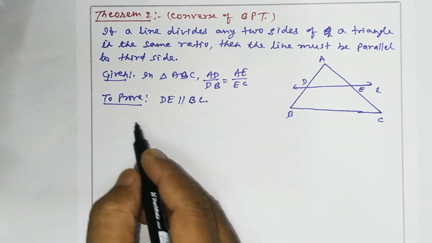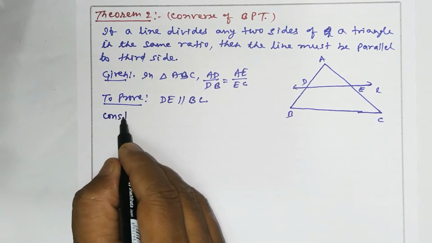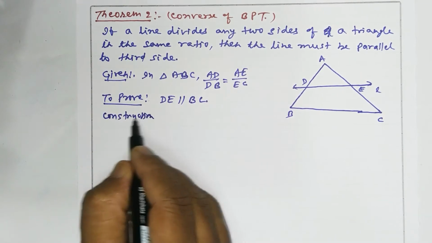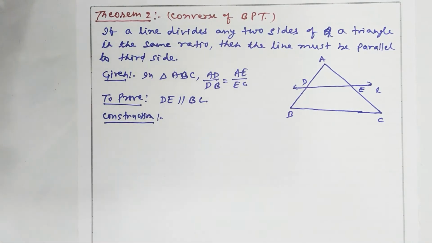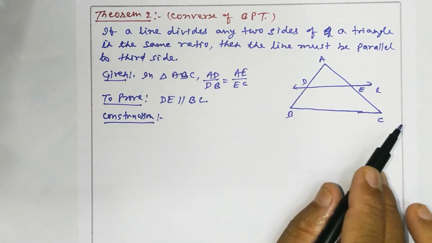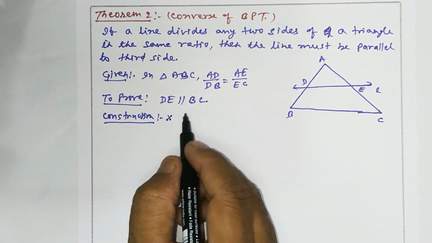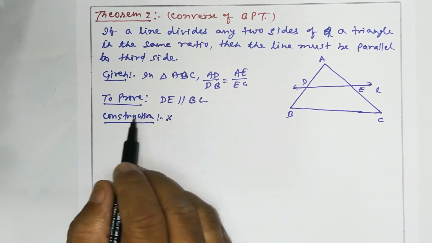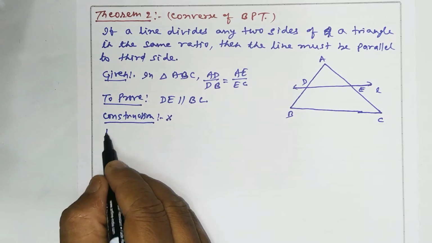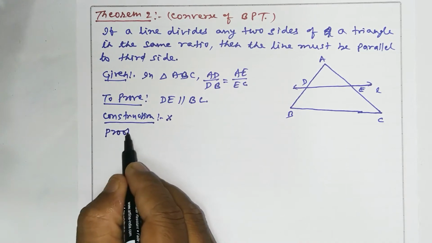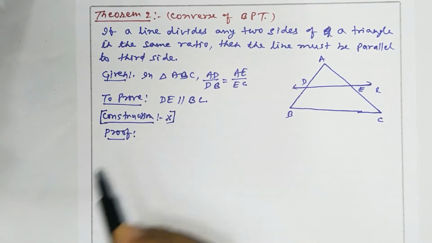Okay. Now construction. Here we don't have to do any construction, so this step we have to exclude. As I told you earlier, the construction is not necessary in every proof. So come to the next step, that is proof. We have to omit the construction step in this proof.